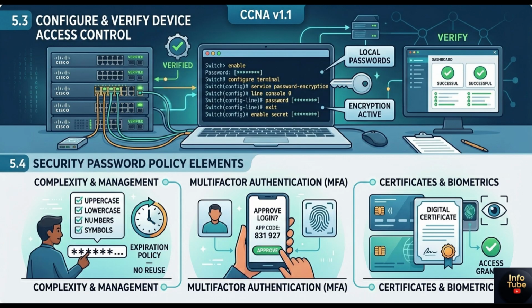5.3. Device access control, local passwords. In Cisco networking, we start by securing the front door of the device itself. Configuring local passwords ensures that anyone trying to access the command line interface, CLI, must prove who they are. There are three primary ways to set this up.